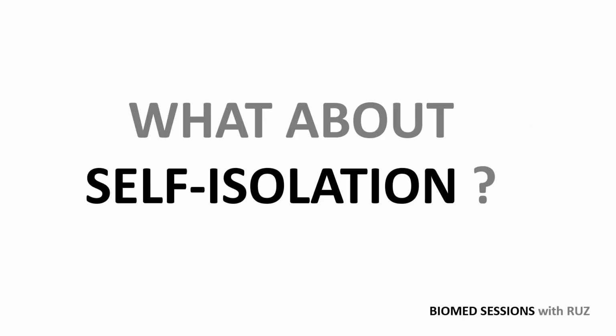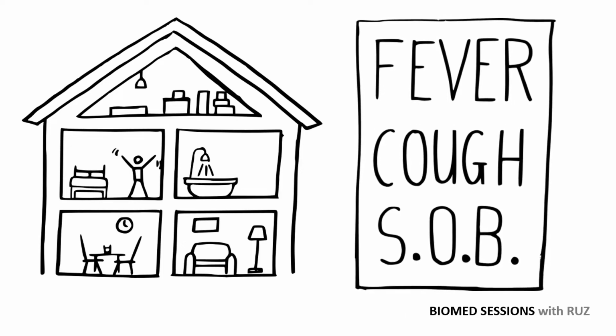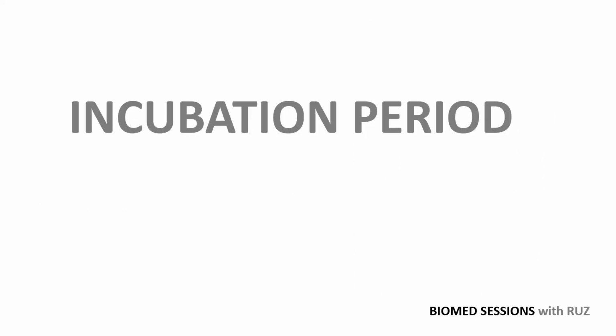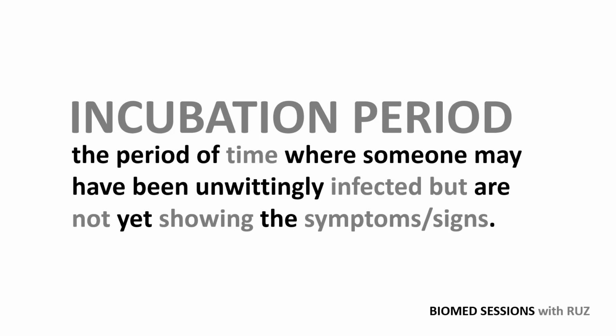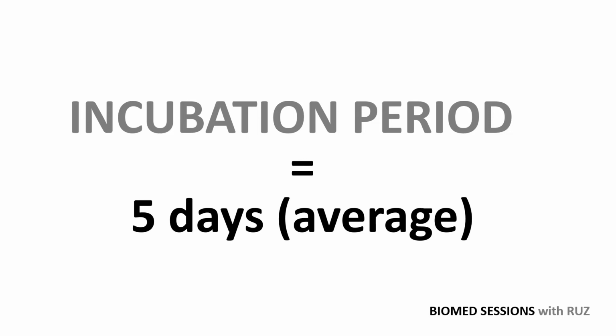Oh, and what about self-isolation? Self-isolation usually means deliberately not leaving your home when you have symptoms suggestive of COVID-19 or have tested positive. It is based on the principle of keeping yourself away from others during the time when you could be infected. Members of the household of an affected individual are typically required to self-isolate for a longer period of time. This takes into account the incubation period, i.e. the period of time where someone may have been unwittingly infected but are not yet showing the symptoms or signs. Currently, sources say that COVID-19's incubation period can range anywhere from 1 to 14 days. However, the average onset of symptoms is around 5 days.